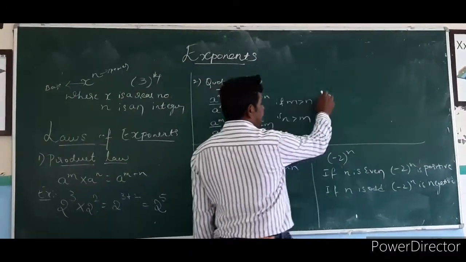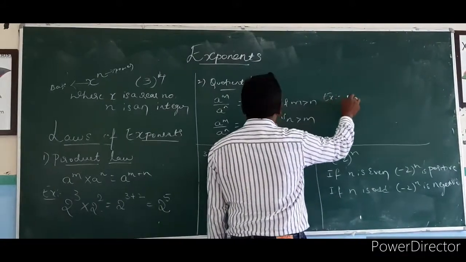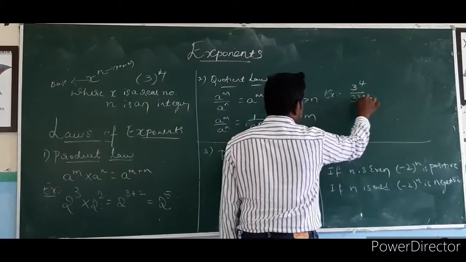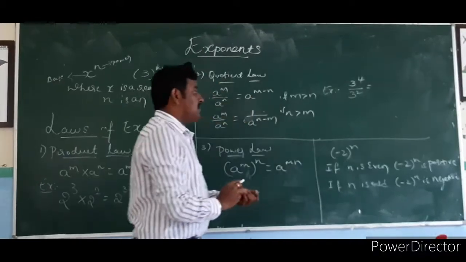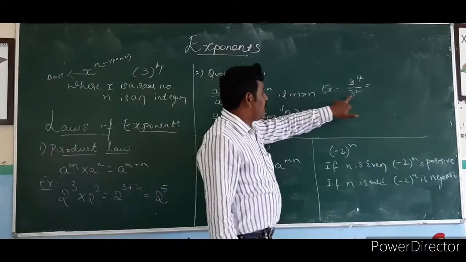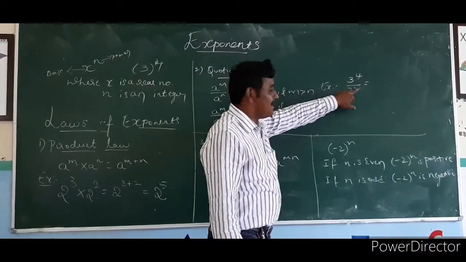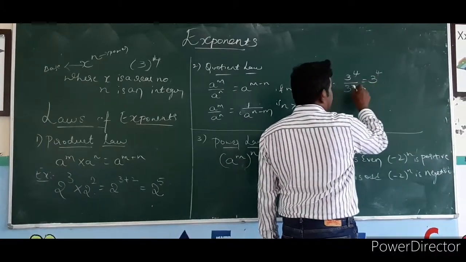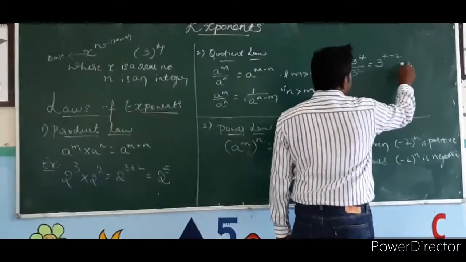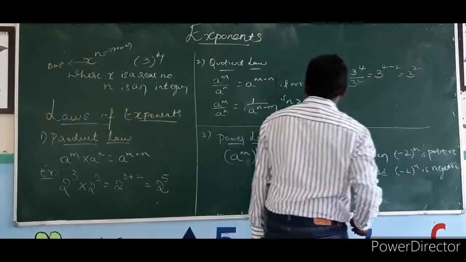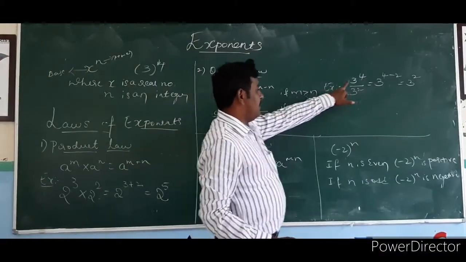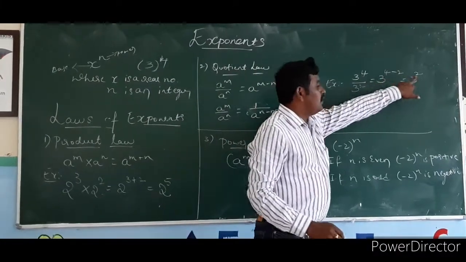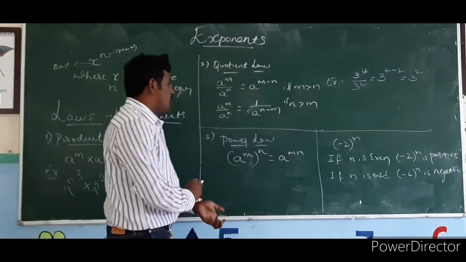For example, if I am taking 3 to the power of 4 divided by 3 to the power of 2. Look here, base is same. This 4 is greater than 2. So what happens? 3, 4 plus 2 will go up means minus 2, 3 to the power of 2. Where m is greater than n, you should subtract the powers. In 4, 2 will go, means 2 is remaining. So this is called quotient law.